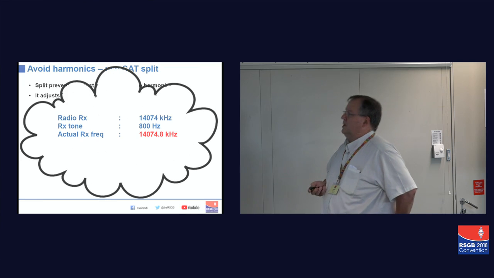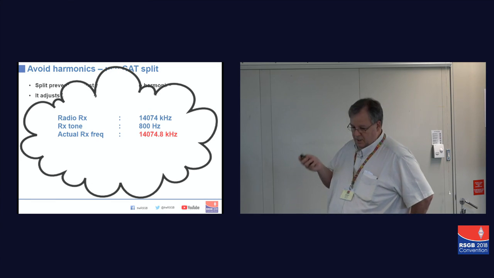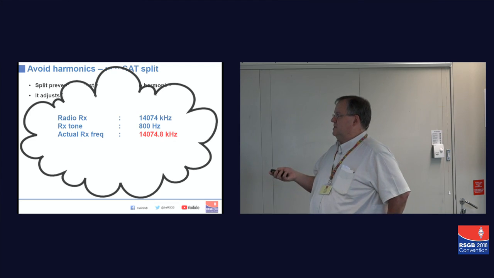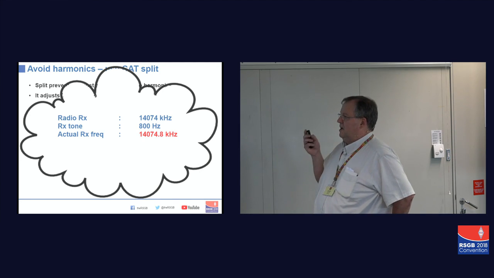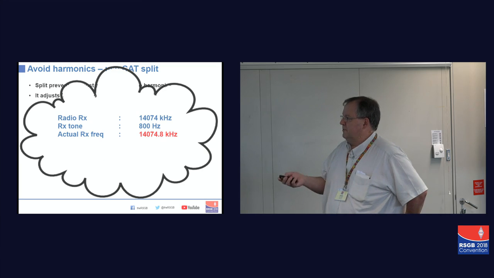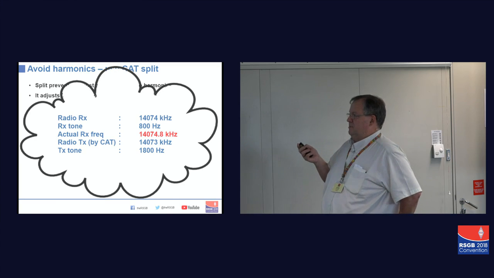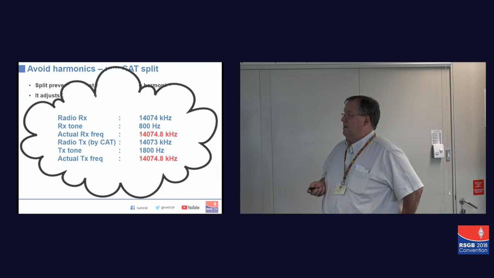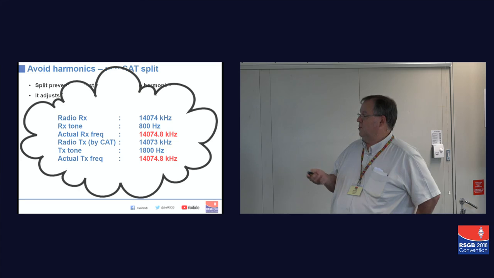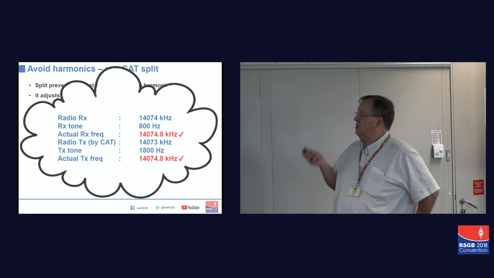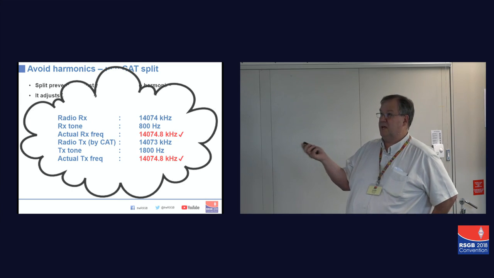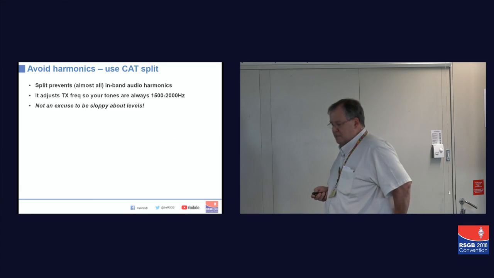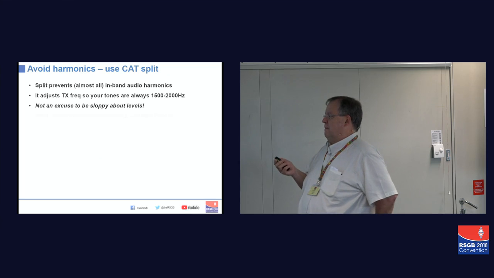So, nice easy way. Here we've got our radio on 14074. We've got the receive tone set to 800 hertz, and the actual receive frequency is 14074.8. The FT8 program, whichever one you're using, sets the transmit to 14073 and sends an 1800 hertz tone. Result being the transmit signal goes out on 14074.8. Perfect. So that should fix all those cases of harmonics that we've seen so far. This is not an excuse to be sloppy about levels.